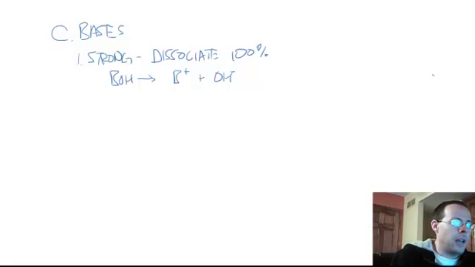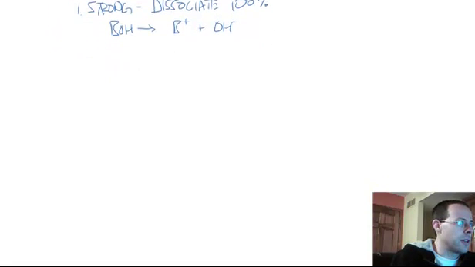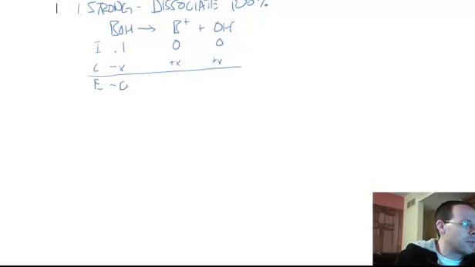And if we set up an ICE table for something like this, if we started with a 0.1 molar solution, we have 0.1 initially and 0 for the products. This is going to change negative x, and this is going to change positive x, positive x. At the end we're going to have 0.1 minus x, and it's essentially going to be 0, because x is pretty close to 0.1, and we're going to end with 0.1 for each ion.